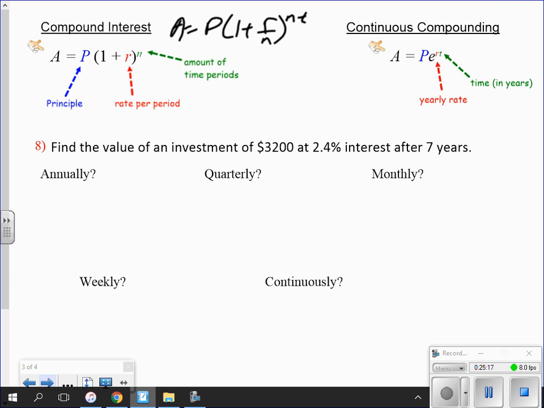Compounded continuously has much fewer things: your principal, your rate, your time. That's it.